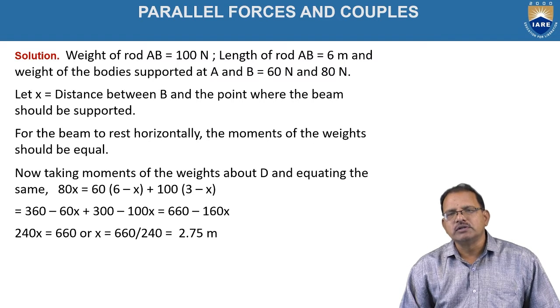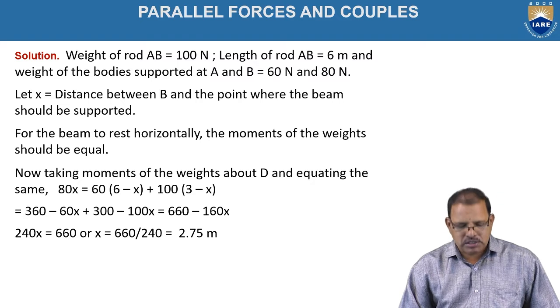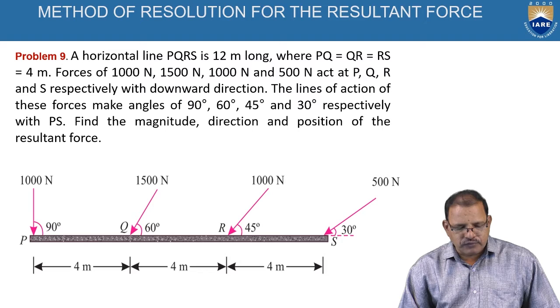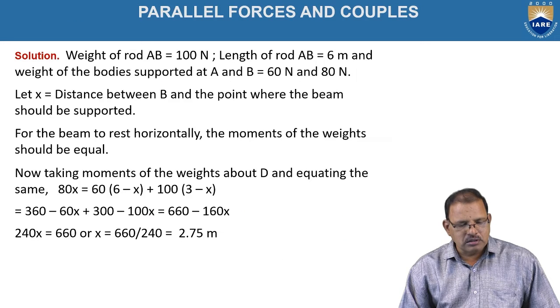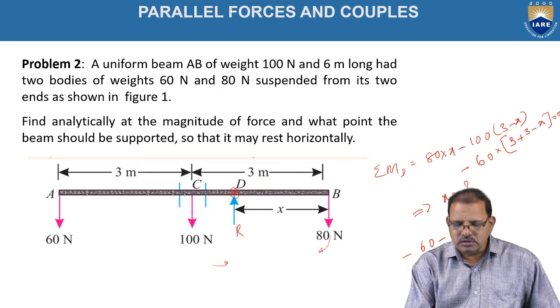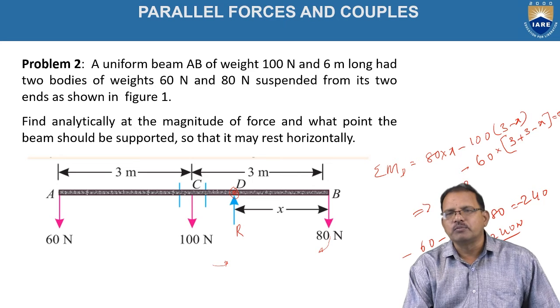And regarding the load, sigma Fx is equal to 0 and sigma Fy is equal to 0. Since no horizontal forces are acting, consider the sum of the vertical forces. Here 60 is acting in the downward direction, so negative. 100 is also acting downward, negative. 80 is also acting downward. The total becomes 240 negative. Hence, in order to keep the body in equilibrium, 240 newtons should be applied in the upward direction.